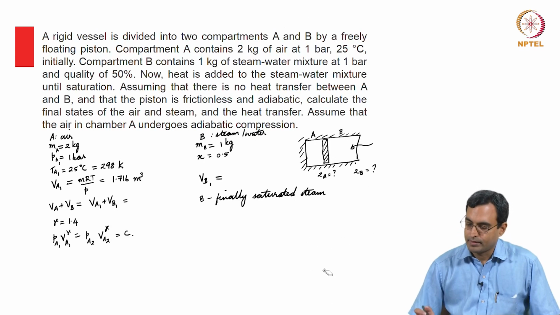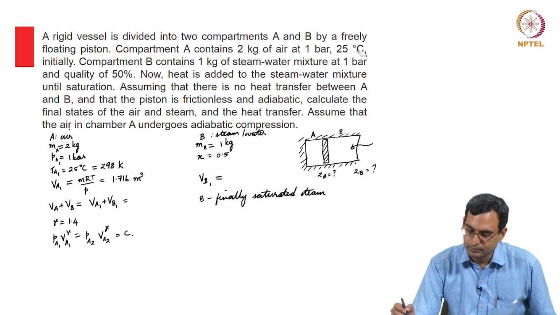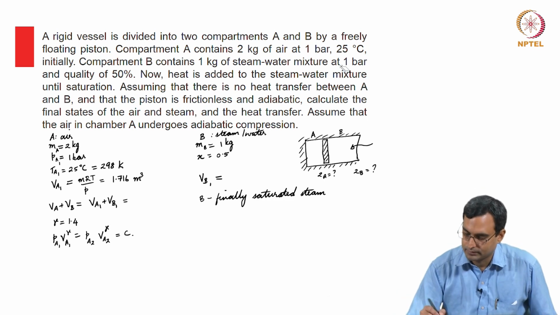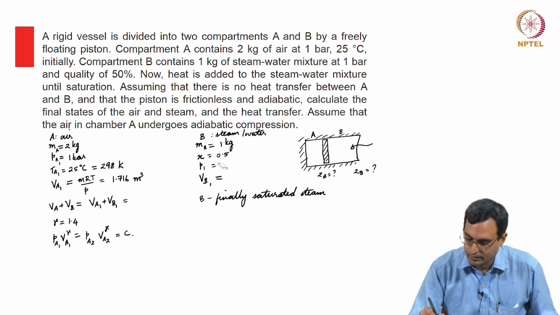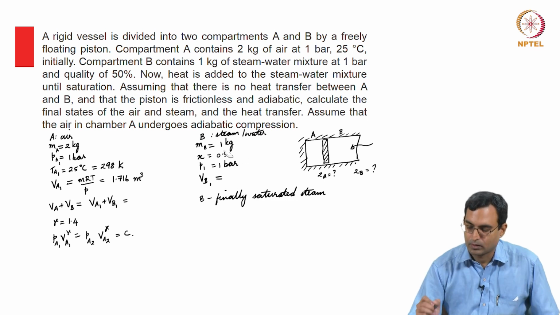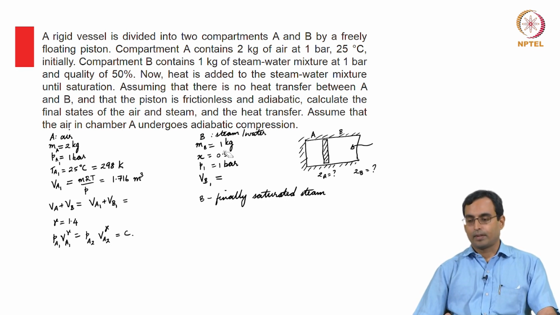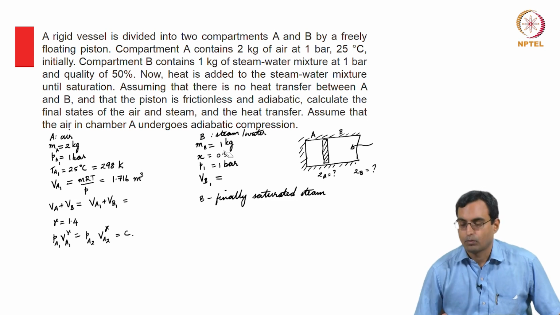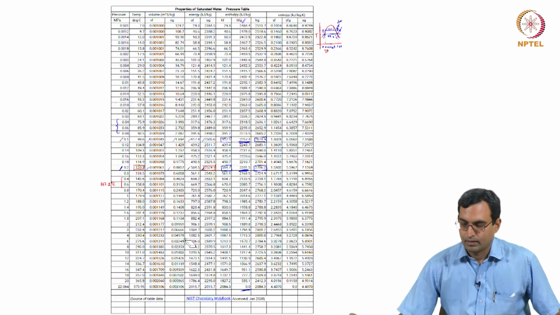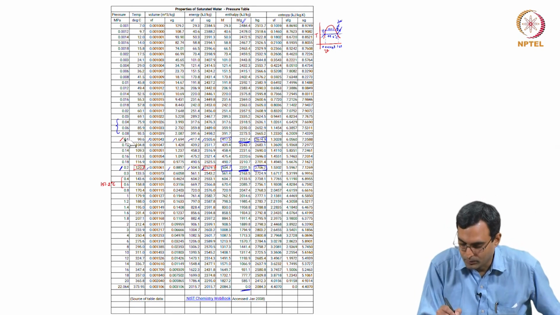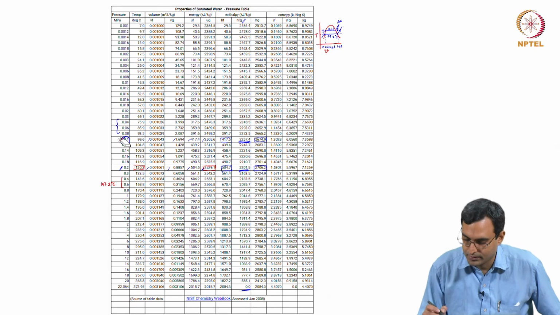So my conditions are 1 kg of steam water mixture at 1 bar. So pressure is given here as 1 bar and quality of 0.5. So since it has a quality which is between 0 and 1, it is a saturated mixture. So what I need to do is look at 1 bar saturated conditions of steam, the pressure table for 1 bar saturated. So 1 bar is 0.1 megapascal. So this is my condition.